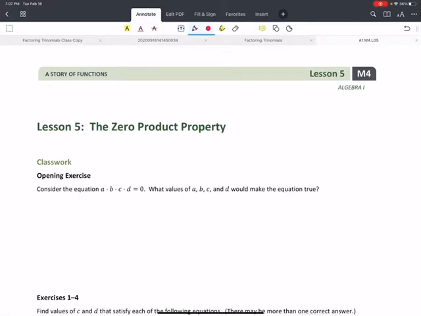This is lesson 5 in module 4. You were given these packets last week in class. If for whatever reason you don't have your packet or you have lost it, feel free to do this on notebook paper. Okay. Lesson 5 is talking about the zero product property, which I introduced in Tuesday's video.